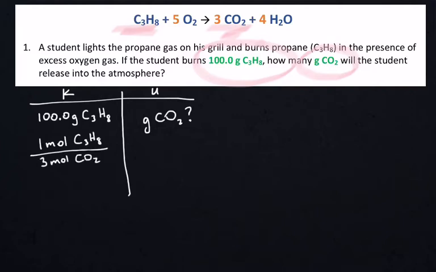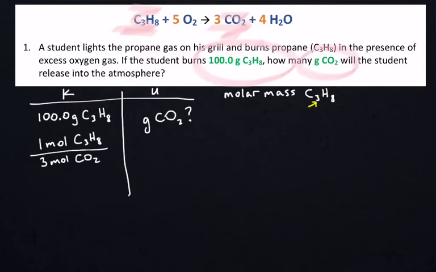The third and fourth numbers that you need in gram-to-gram stoichiometry are the molar masses of the chemicals that we care about. So we care about C3H8 and CO2. So we're going to have to calculate the molar masses. Here's another little tutorial on how to do that. Let's get that started. I'm going to write down molar mass C3H8.